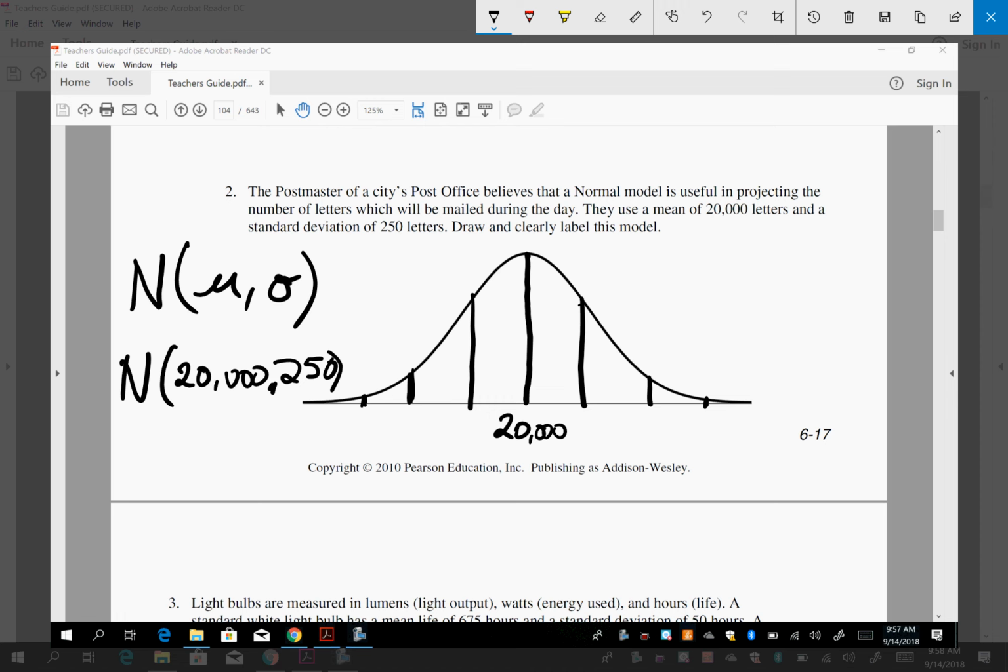The idea here is that the 68, 95, 99.7 rule means that you're expecting all of your data to be within 3 above and 3 below standard deviations, that is. So what's 20,000 plus 250? Very good. Add another 250.